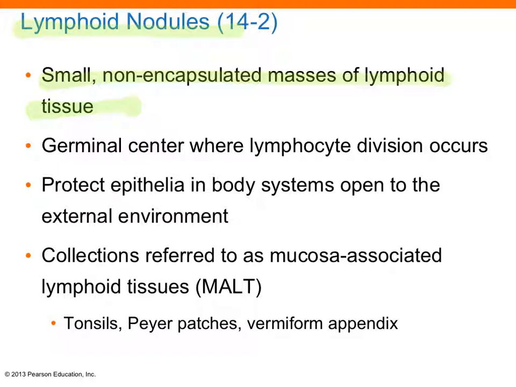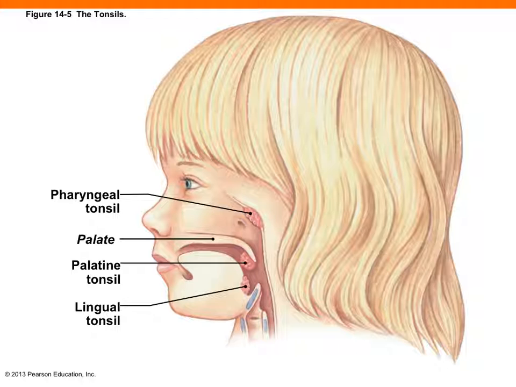In the lymph nodes, there are small non-encapsulated masses of lymphoid tissue, and there are collections referred to as mucosa-associated lymphoid tissues, or MALT. They include the tonsils, the Peyer's patches, and the appendix. The palatine tonsil, or tonsil in the palate, is the one that is usually removed and gets infected and gets the illness tonsillitis.